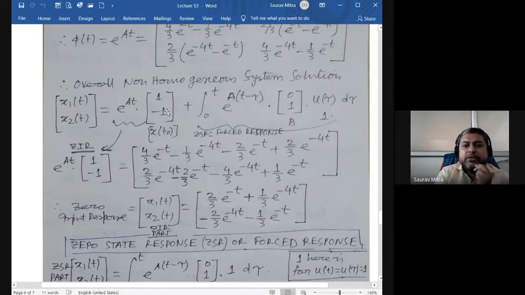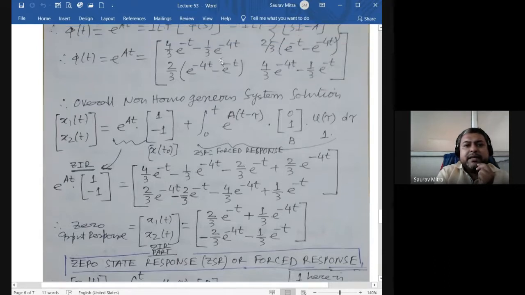So e raised to At into x(0), if you do that, you just keep on doing the multiplication. That means whatever the first column and second column elements are, you have to subtract. So this is first column minus second column, and this is first column minus second column, for both the rows, because the initial conditions are 1 and minus 1. So this is what you have to do.